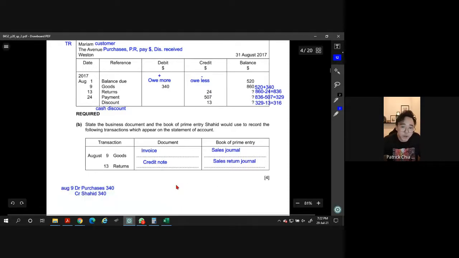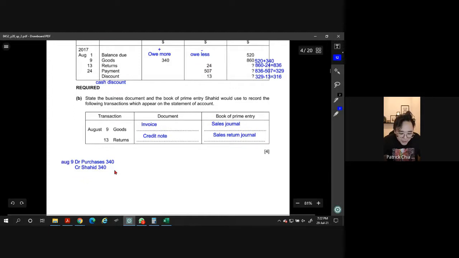We will do all the double entry first, then we do the T account. So returns. What about the returns? August 13. What's the double entry for August 13? DR what? CR what? In this case, the return now becomes purchases return. So we always CR purchases return, and then we debit Shahid. 24, 24.